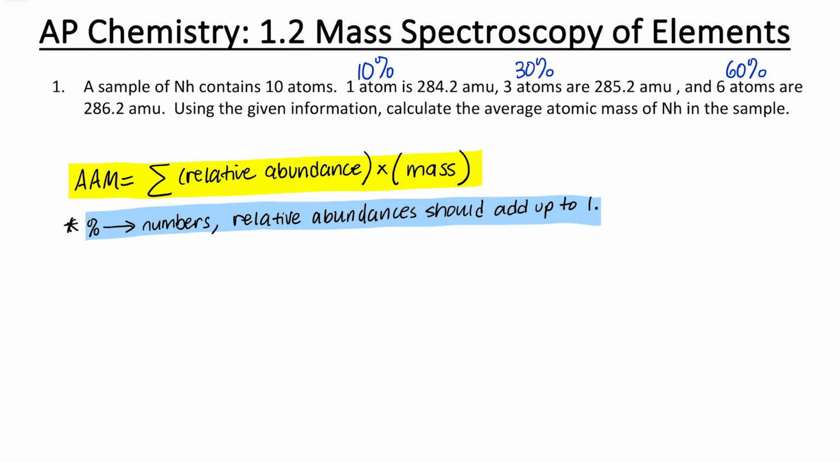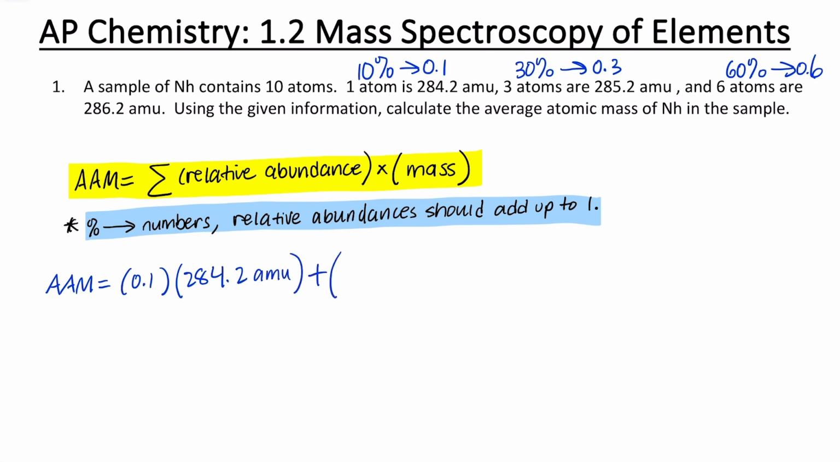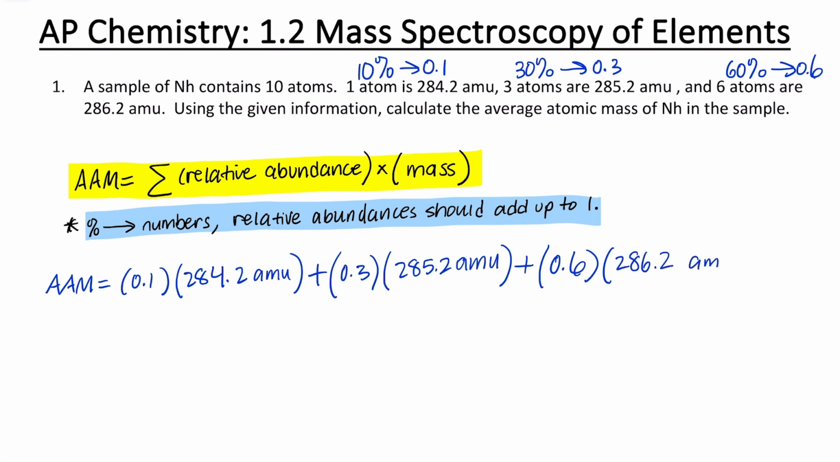Okay, now we can do our substitution. So our average atomic mass is 0.1 because 10% is 0.1, 30% is 0.3, and 60% is 0.6. 0.1 times 284.2 AMU plus 30%, 0.3 times 285.2 AMU plus 0.6 times 286.2 AMU.